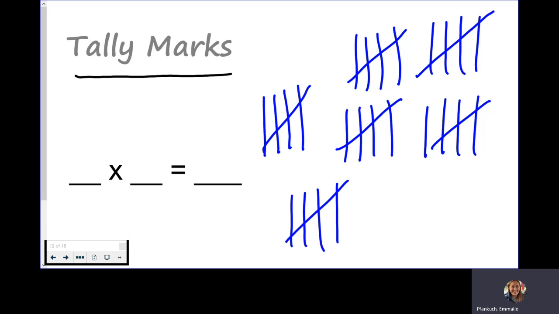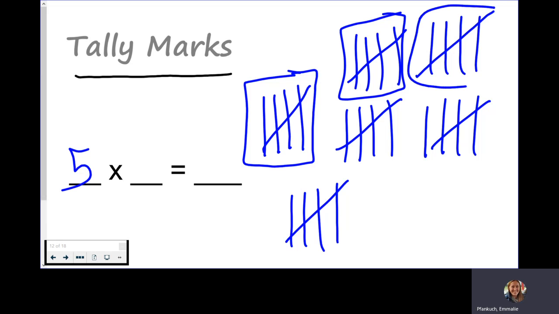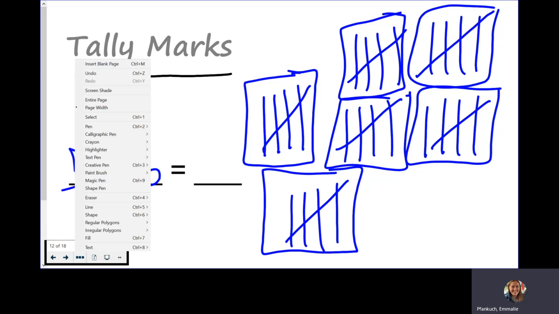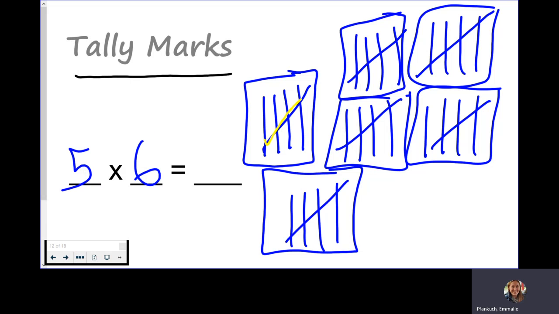They scored lots of points. So each of these is worth 5 points. And we have a total of 1, 2, 3, 4, 5, 6 complete tally marks. And if I want to skip count by 5 to figure that out, it would look like this. 5, 10, 15, 20, 25, 30. They scored 30 total points.